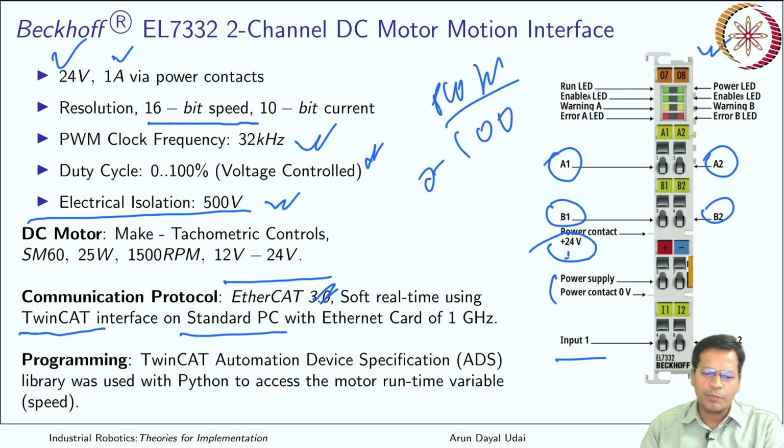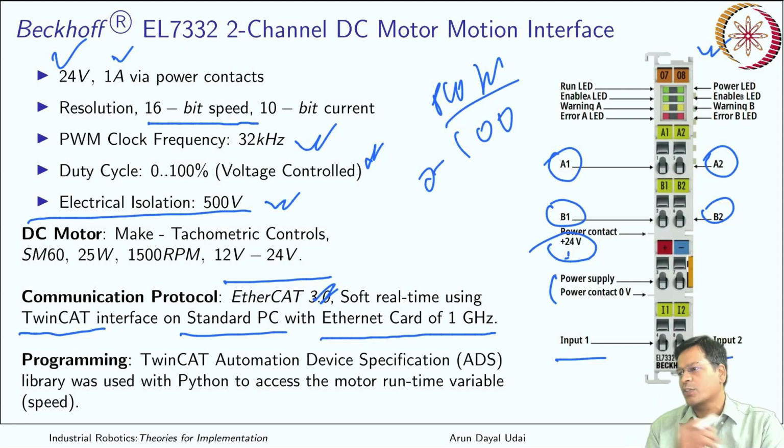With the couplers I can communicate using TwinCAT ADS using EtherCAT, okay. It just requires a standard Ethernet card of 1 gigabit or so, okay. That is required for it to be implemented to do some real-time communication. So what I have used here for programming is the TwinCAT automation device specification, ADS, the TwinCAT ADS library. That is the library that you can import into the Python environment, which allows you to access the motor runtime variable.